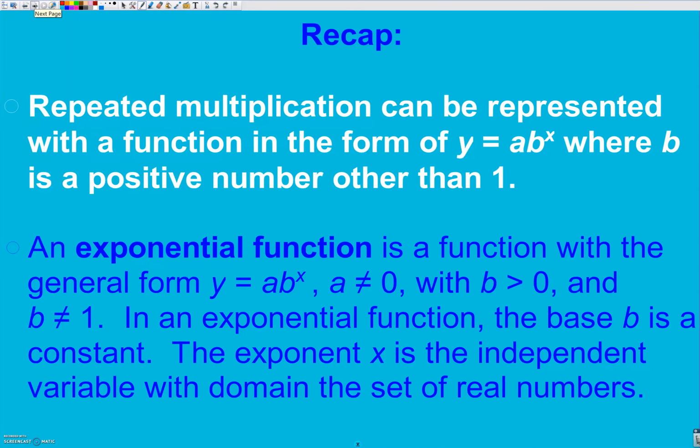Okay, recap here: repeated multiplication can be represented with a function in the form of y equals a times b to the x power. b is a positive number other than 1. An exponential function is a function where the general form is y equals a times b to the x power, as long as a is not 0 and b is greater than 0, and b can't be 1. In an exponential function, the base b is a constant. The exponent x is the independent variable with domain the set of real numbers.